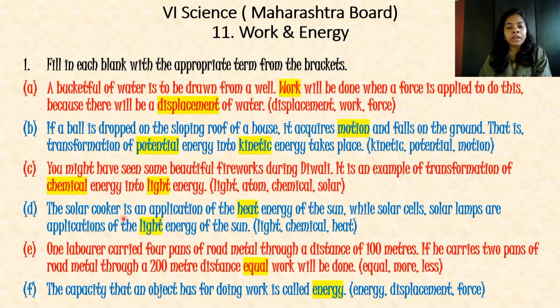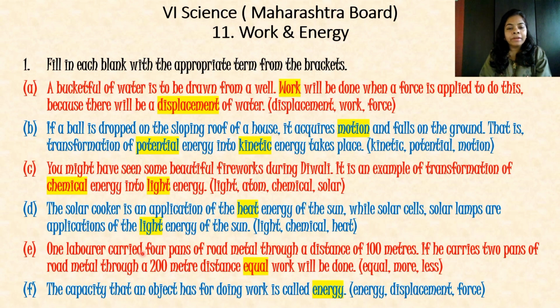D. The solar cooker is an application of the dash energy of the sun, while solar cells, solar lamps are applications of the dash energy of the sun. The solar cooker is going to use the heat energy of the sun, and the solar cells, solar lamps are going to use the light energy of the sun.